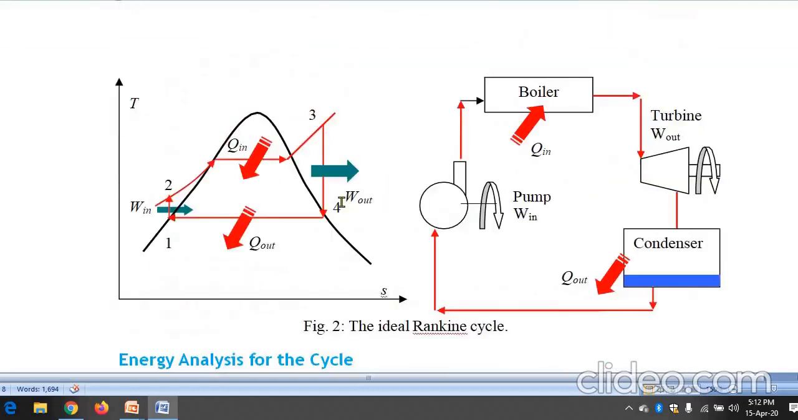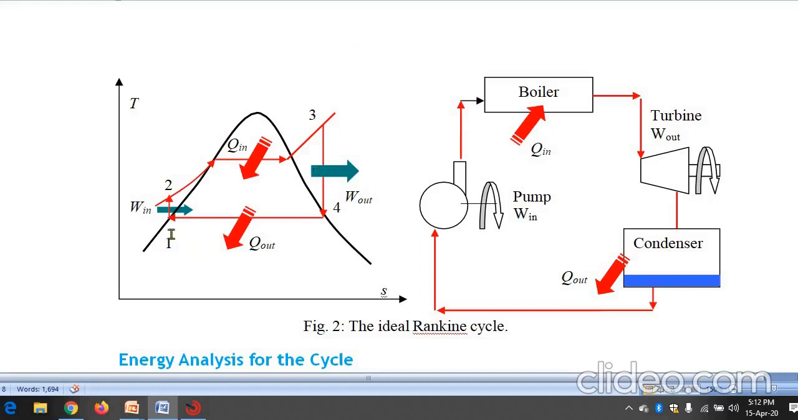Now you can see in the TS diagram, as I told, this black line is the saturated liquid line and this is the saturated vapor line. And you can see this inclined line. This is called a constant pressure line. The 2 to 3 line is called a constant pressure line. On this line, wherever you pick a point, at that point the pressure is constant. Got it? On that line, at any point you pick, the pressure is constant.